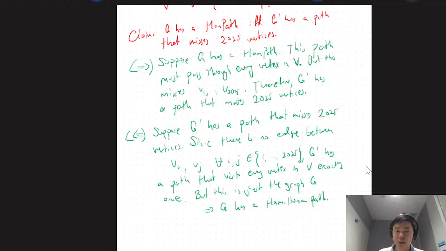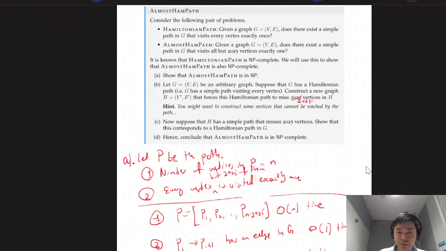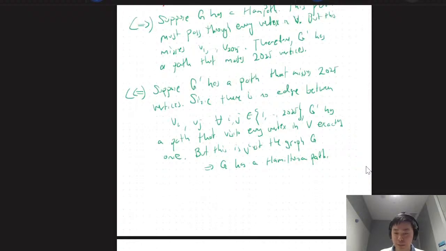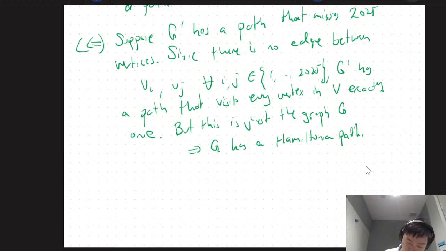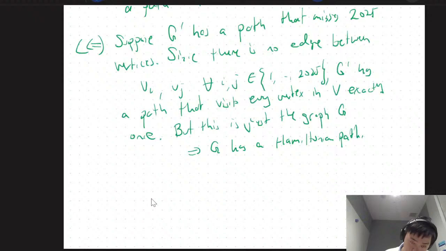So here we're gonna do a few more proofs. So hence we conclude that almost Hamiltonian path is NP complete. Here, we're also going to check that this construction is done in polynomial time, but this is easy because if you look at the construction, all we've done is added 2025 new vertices, and this is clearly done in polynomial time.